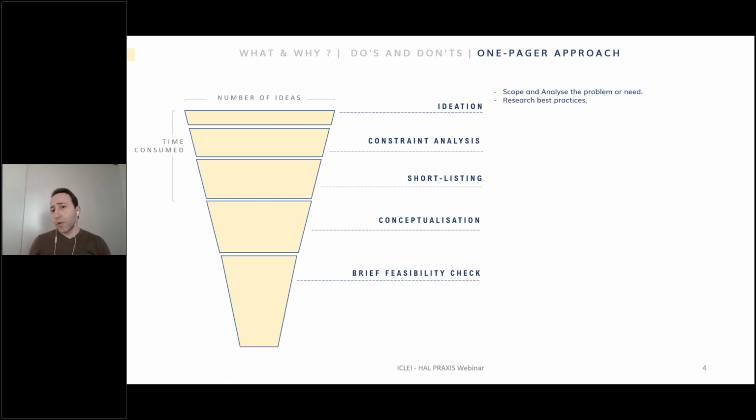So after you understand your problem, you understand exactly the dimensions of the, let's say, sanitation problem that you have, the energy problem that you have, the waste problem that you have. You start to research best practices. Yes, before you do a brainstorming, guys, you have to research the best practices. You have to look at what others have done, especially in similar context.